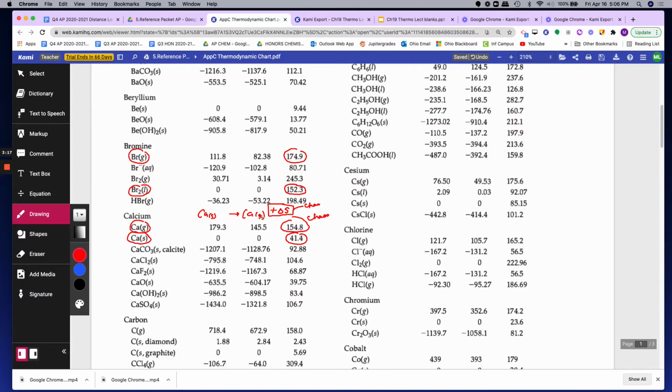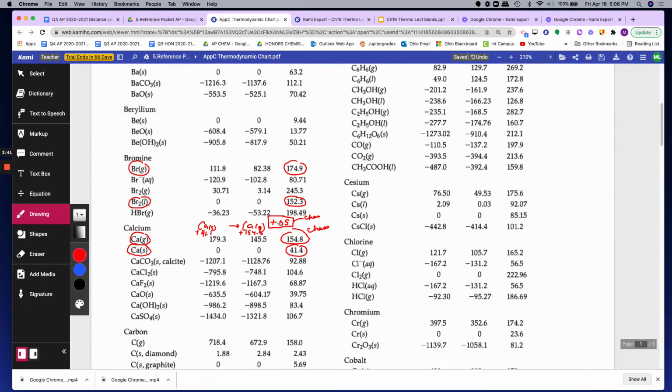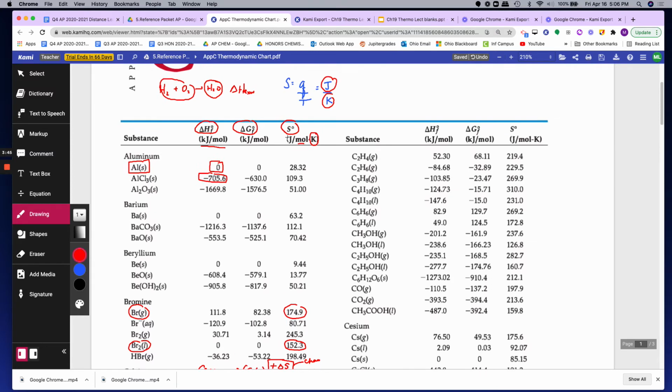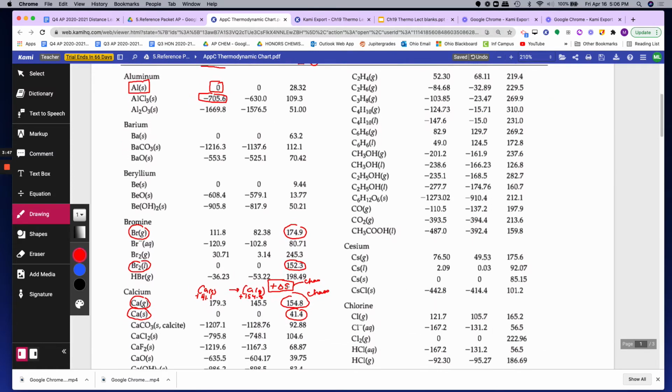So if you use the numbers, it would be 154.8, which is this one, minus 41.1. Remember, it's products minus reactants. So they're both positive initially, but you're subtracting this minus this, and you're going to get a positive number, which tells you when you turn into a gas, it becomes more chaotic, and that is delta S. Notice it's S in the beginning. When you subtract them, it becomes the change in entropy.